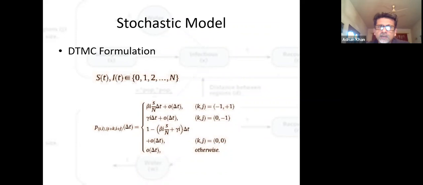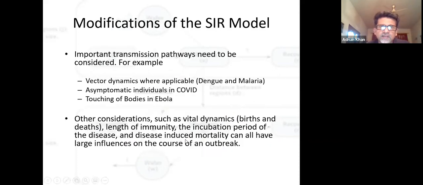Stochastic, so you could have a Markov chain model. This is just where probabilities are specified. What is the probability that a susceptible will become infected over some small time period, delta t, and then you just set it up, roll a dice and see what happens. Okay, so that's a Markov chain model. As I said, it has been shown rigorously that in a large population limit, a Markov chain model converges to the deterministic SIR model. This is an analog of the SIR model, but in a stochastic setting.